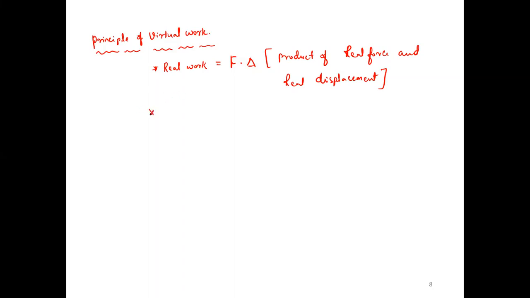Now, what is meant by virtual work? Yes, you have to attempt. What is meant by virtual work? The product of virtual force and virtual displacement. Others? It is a product of, see, there are two things. It is a product of real force or virtual force. Say F is the real force, delta is the real displacement, then Q is an imaginary force. It is a product of imaginary force.